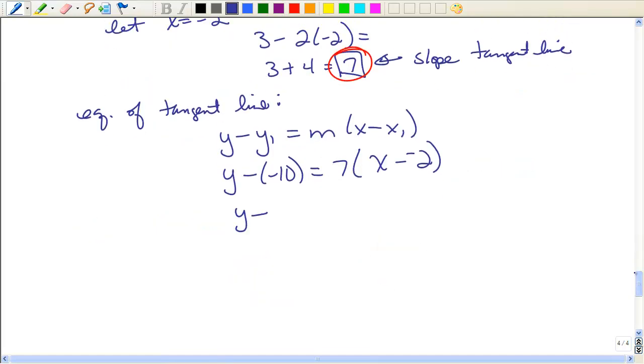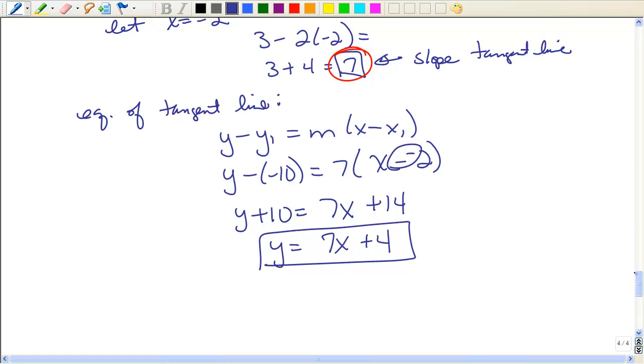So we have y plus 10 equals 7 times x plus 2. If I distribute, that's plus 14. And that is the equation of the tangent line to the parabola at a specific point. We're going to be doing that a lot.